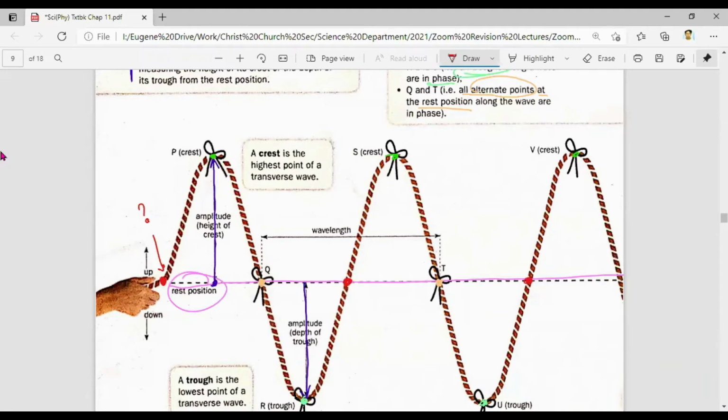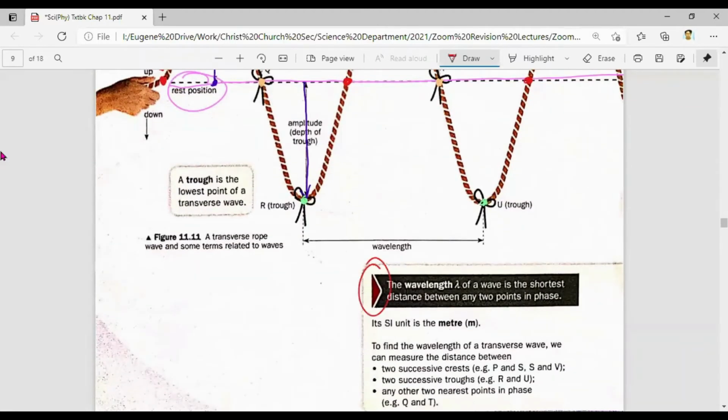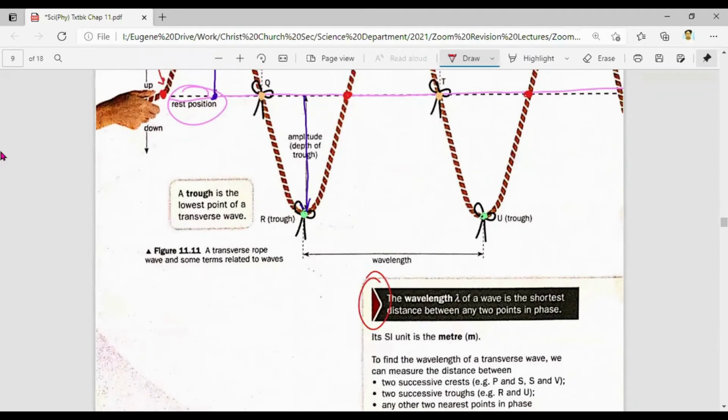Now the question is, why is this term of in phase so important? It's because of this, the wavelength. So the wavelength of a wave is the shortest distance between any 2 points that are in phase. It's like, why so cheap? Okay, now this is the actual definition of a wavelength. But in simple terms, if I were to paraphrase it, it's actually the length of one complete wave. I mean, this is in terms of trying to understand it. The length of one complete wave is actually a wavelength.